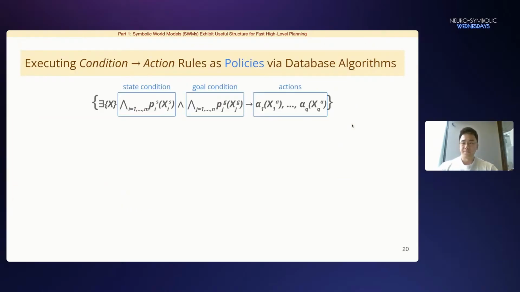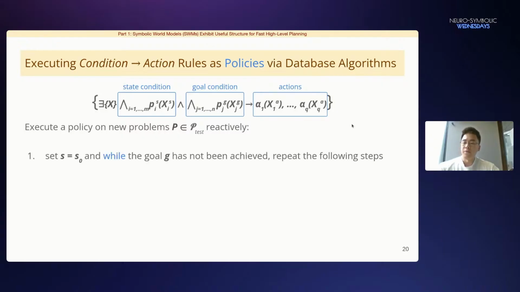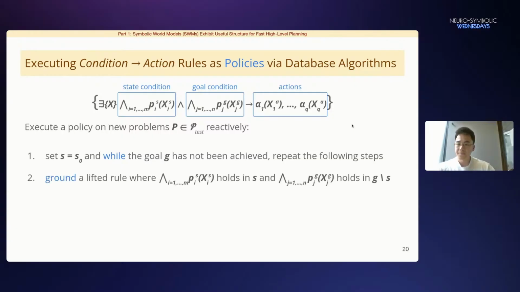Okay, so now we've learned how to learn these policies. So what we want to do now is execute them as policies. And again, we can do this in 3 simple steps. Given a new problem, as with any policy execution, we set a state to your current state. And while your goal is not being achieved, you repeat the following steps.